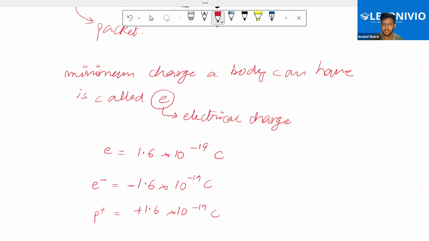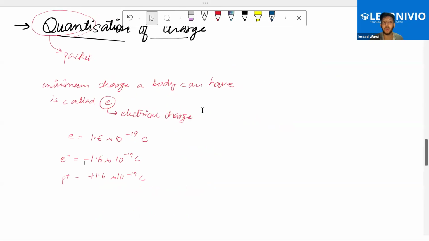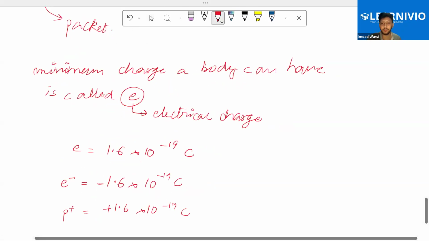This is E, electrical charge, and this is E negative, electron. This is P plus, proton. Now coming back to the topic, we were talking about quantization of charge. So this is the minimum charge a body can have.